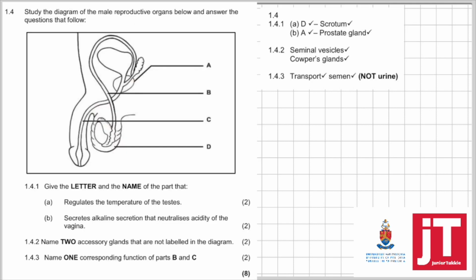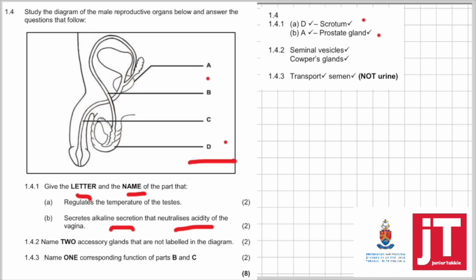Right. 1.4. Study the diagram of the male reproductive organs below and answer the questions that follow. 1.4.1. Give the letter and the name of the part that regulates the temperature of the testes. That you know, and you can see is labeled. That's D, the scrotum. Give the letter and the name of the part that secretes an alkaline secretion which neutralizes acidity of the vagina. That we know, and we can see it's A, prostate gland. Make sure you have the letter and the name.